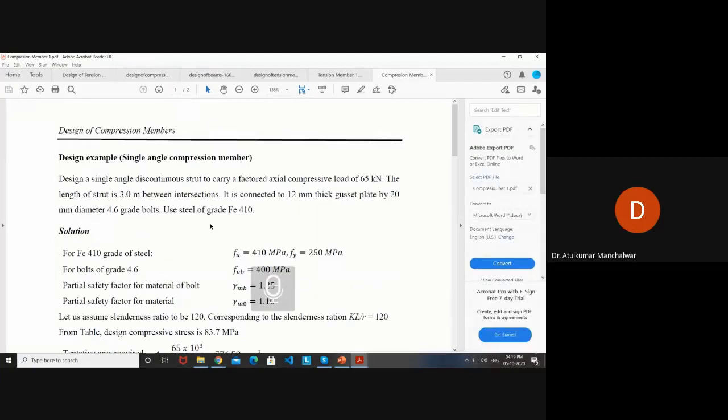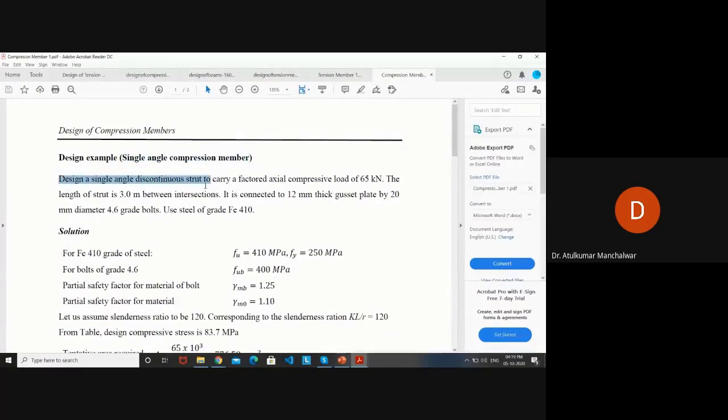I want to show you one small example regarding a single angle compression member. How we design it and which formulas we use.